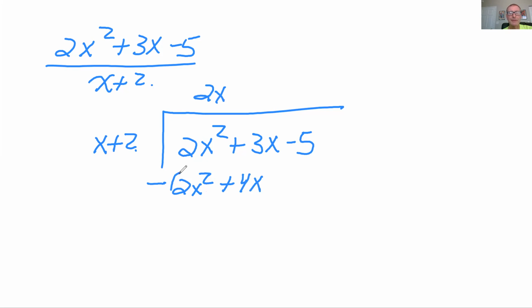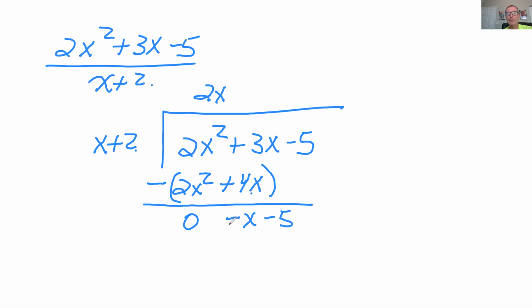And then you subtract this whole thing, right? And the strategy is the first one is going to cancel. Minus 2x squared plus 2x squared would give you 0. So what would this be? 3x minus 4x would be minus x. And now you bring down the minus 5.